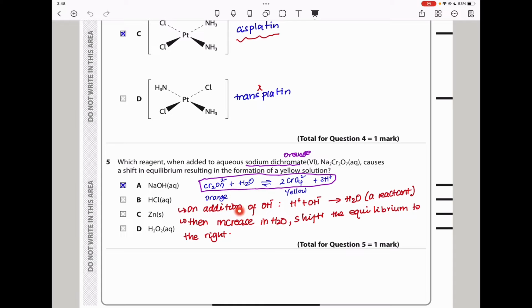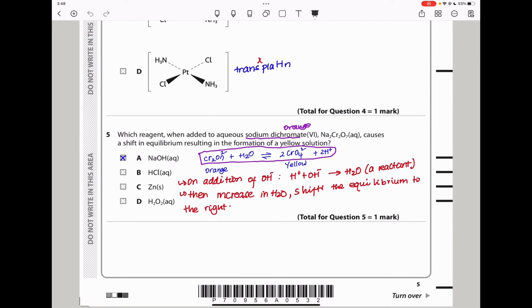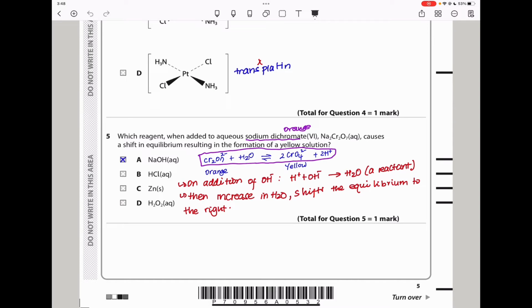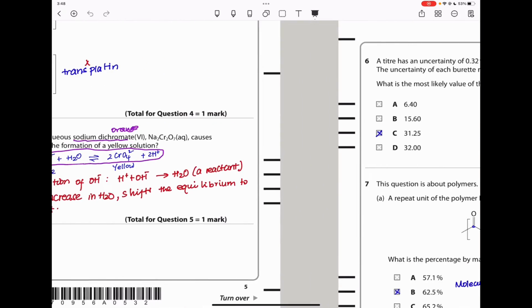So here I wrote addition of OH minus causes this reaction to occur, producing a higher concentration of water, which is a reactant, and then that increase in water shifts equilibrium to the product side, leading to more chromate(VI) being formed, which is going to be yellow in color. I hope you get that, so the answer should be sodium hydroxide.